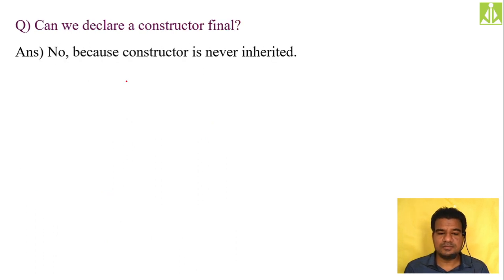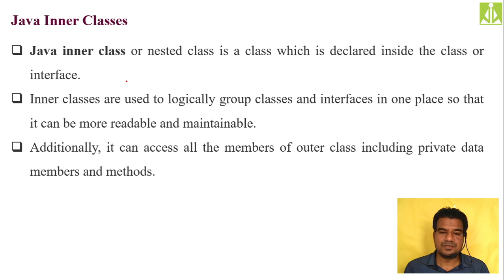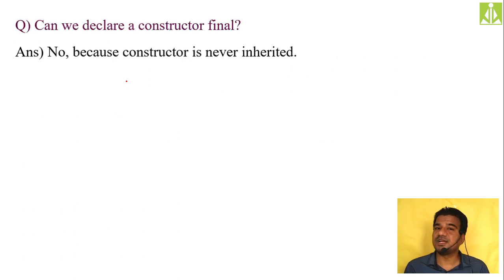Then the next one: can we declare a constructor as final? Not possible, because constructors we cannot override, we cannot inherit. Nothing will happen with the constructors. So constructors can't be final, as constructors are not going to have any return type, and constructors cannot be inherited from the base class to the child class. So because of that reason you cannot use the final keyword for constructors. This is another special property for constructors. We can say constructors can't be final.